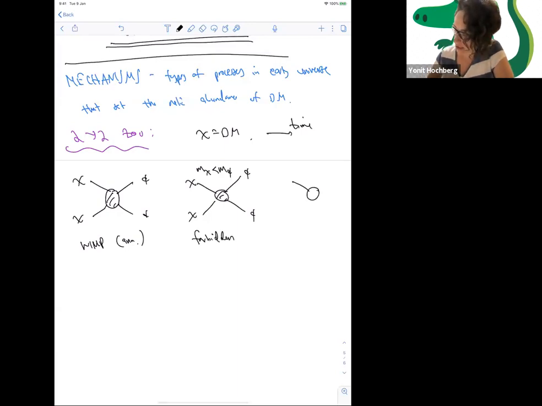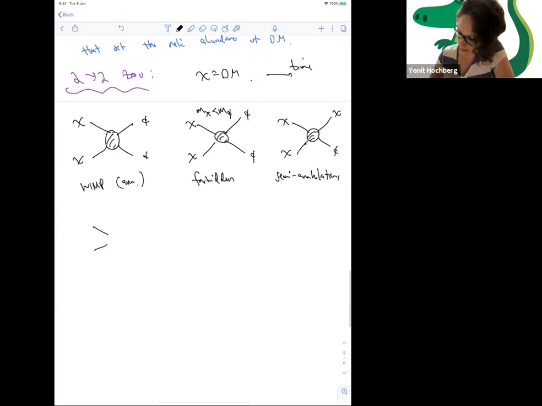I could have semi-annihilations. So again, a 2 to 2 process where I have 2 chi's coming in, only 1 chi coming out, and something else. So this would be a semi-annihilation process. We could have co-annihilation. It's some tower of dark matter particles that are coming in and annihilating into stuff. And this is also a possibility for setting the relic abundance of dark matter.